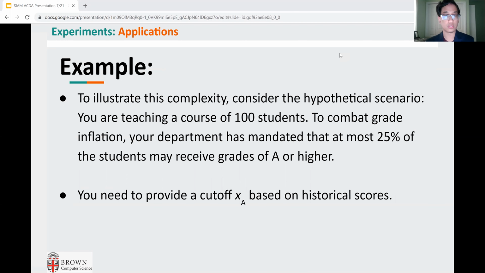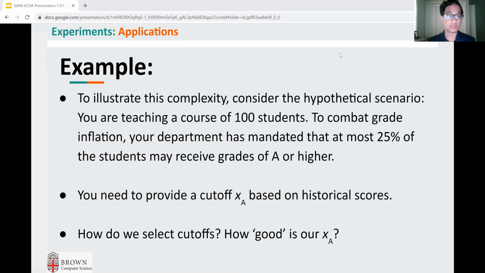Given historical student performances in your course, you must provide your students with an ex-ante cutoff score, X sub A, at the start of the semester, so as to comply with your department's mandate without completely deflating everyone's grades. So, how do we choose X sub A? Well, in this case, a straightforward approach to selecting X sub A would be to treat student performances as IID random variables and compute the distribution of the 75th order statistic at various candidate cutoff points. Sounds simple enough, right?